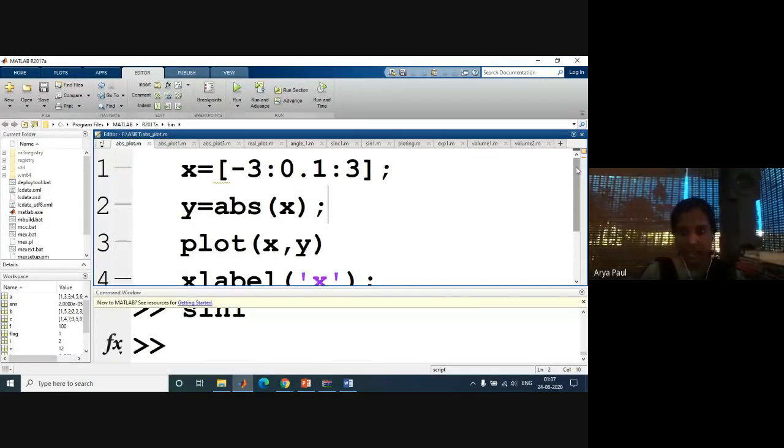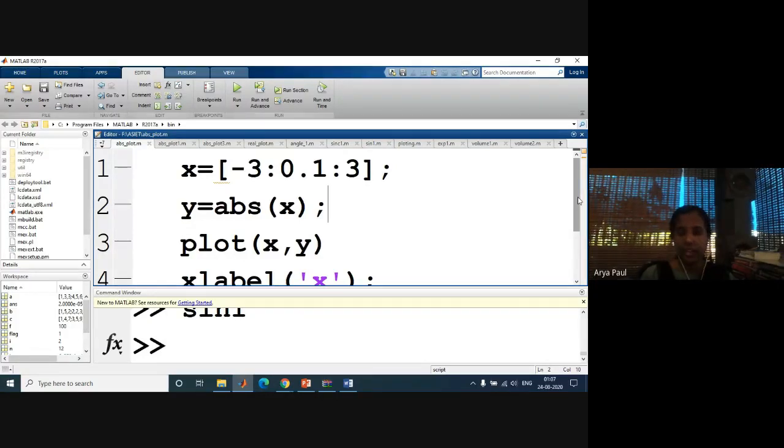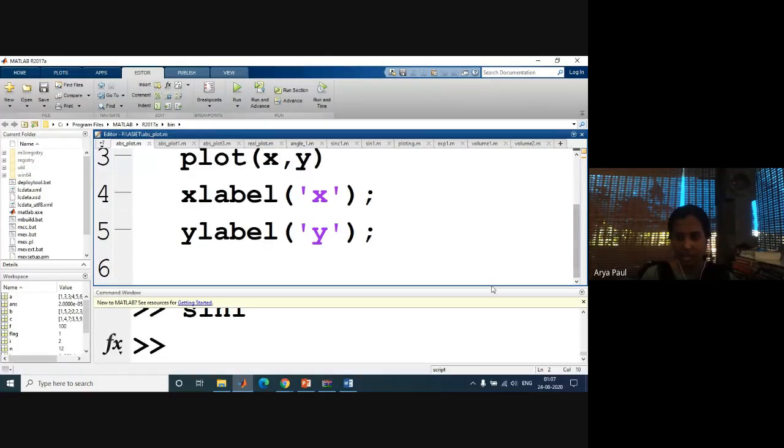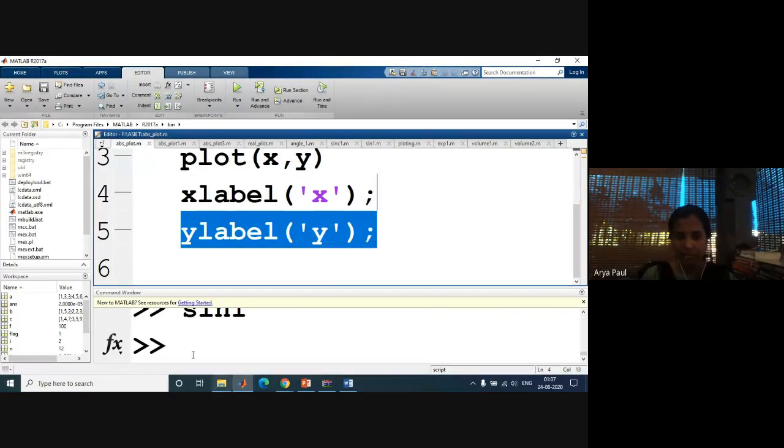So last class we discussed the basic arithmetic functions such as ABS, then the complex function, and how to find the real and imaginary parts, isn't it? So today we will discuss some other basic concepts regarding the second experiment. You can see my command window here.